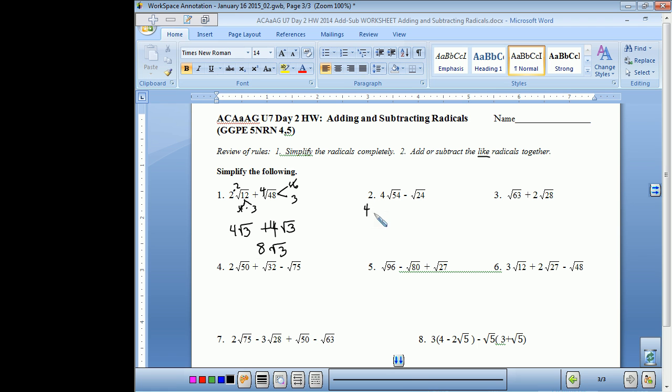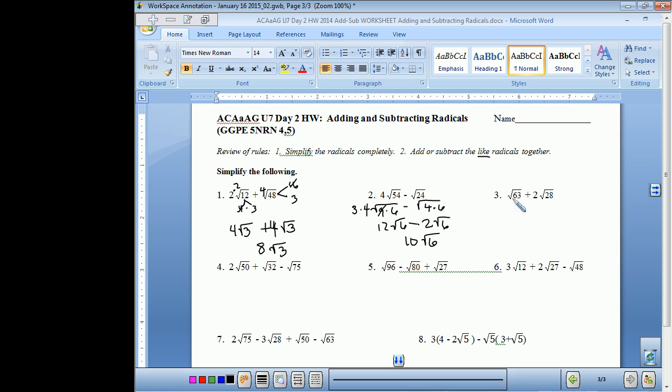Okay, so number 4. We break 54 down into 9 times 6. The square root of 9 is 3, so we bring out the 3. So this is 12 roots of 6. The 24 breaks down into 4 times 6. So the square root of 4 is 2. So this becomes 2 roots of 6. So if we had 12 roots of 6 and took away 2 roots of 6, that simplifies to 10 roots of 6.